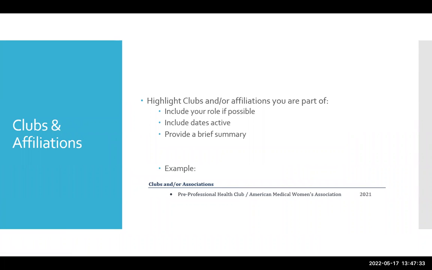For clubs and affiliation, highlight any clubs or affiliations you're a part of. Include your role if possible, and include dates that you're active in. And I would highly suggest you provide a brief summary of what you did in each of those clubs. Here's an example. This individual was part of a pre-professional health club, as well as the American Medical Women's Association, and include the years. Again, you want to make sure that you provide a brief summary to showcase what you did. If you were a vice president or treasury, make sure that you indicate that in each section below.